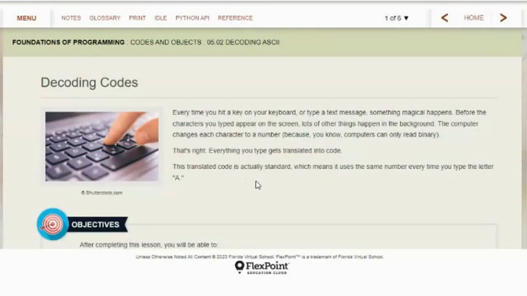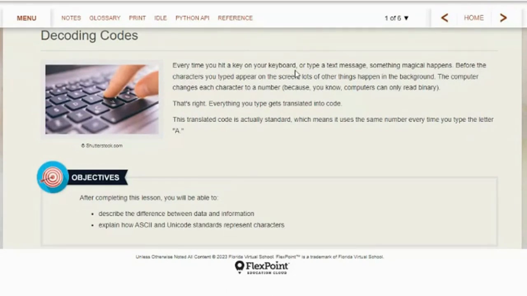All right, decoding code. Every time you hit a key on your keyboard or type a message, something magic happens. Before the characters appear on the screen, a lot of things happen inside your computer, your phone, whatever computer you're using. The computer changes every character to a number. That makes it binary, right? Because computers can only read binary, so they have to take anything you type and convert it to numbers and translate it into code. The translation code is actually standard, which means whenever you type an A, it always assigns the same number to A.